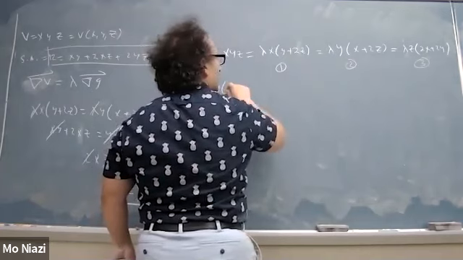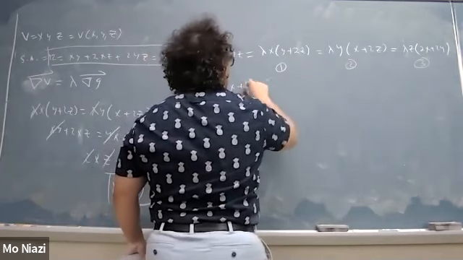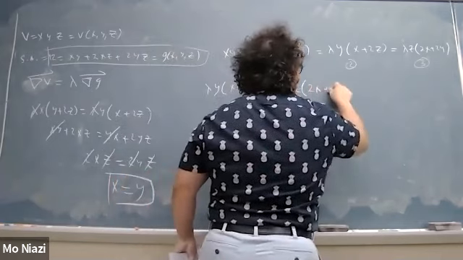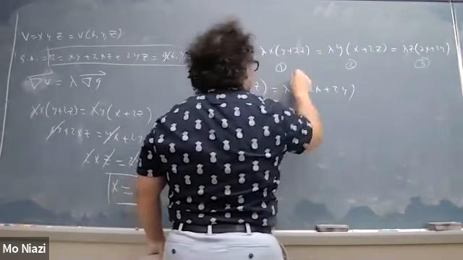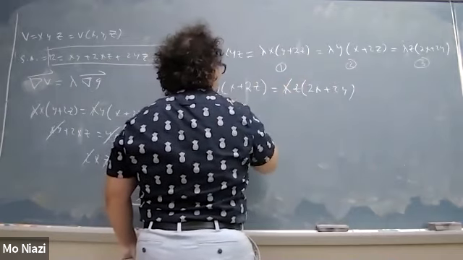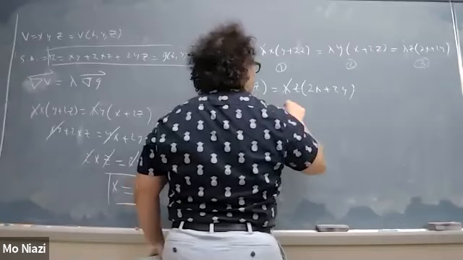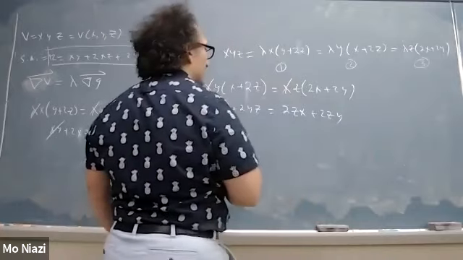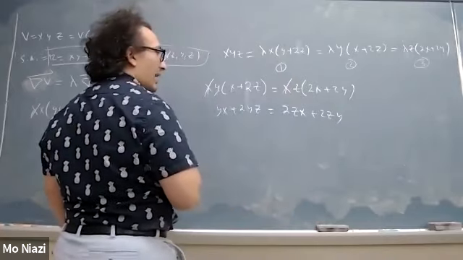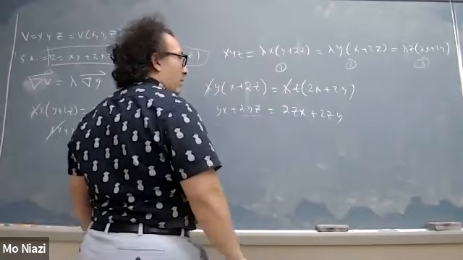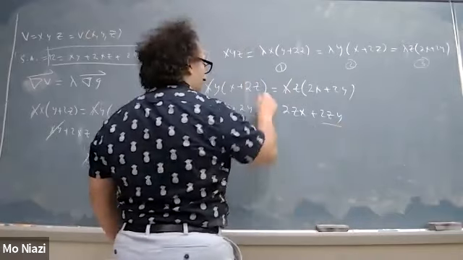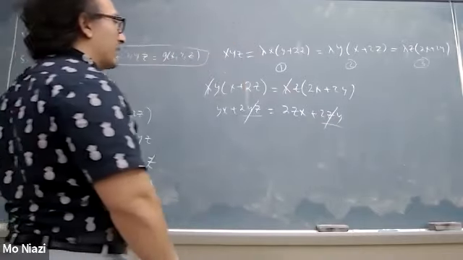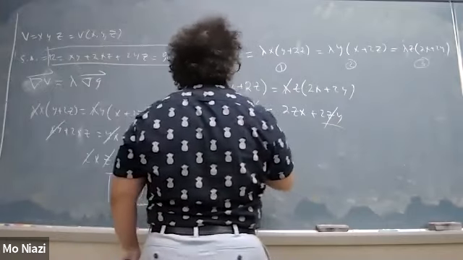Lambda y times the quantity x plus 2z is equal to lambda z times 2x plus 2y. Cancel out some lambdas. Distribute some: yx plus 2yz here, and I get a 2zx plus 2zy over here. All right. I have a yz over here. I have a yz over here. I could cancel them by subtracting 2yz from both sides. So now I have 2xz is equal to yx.